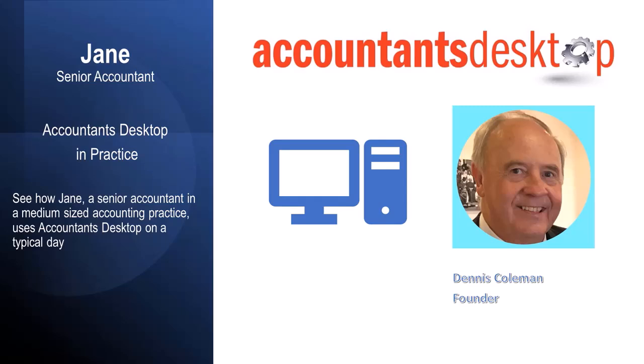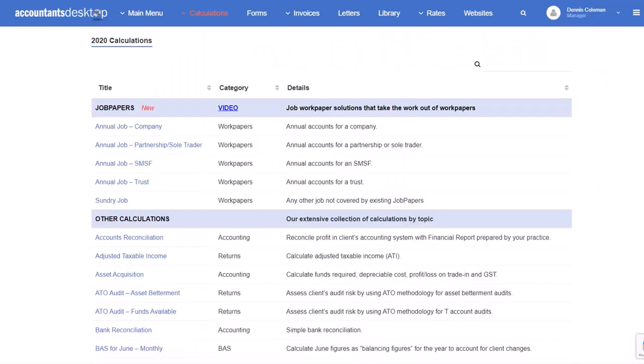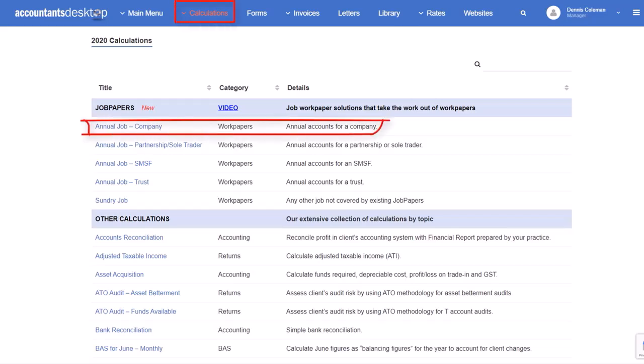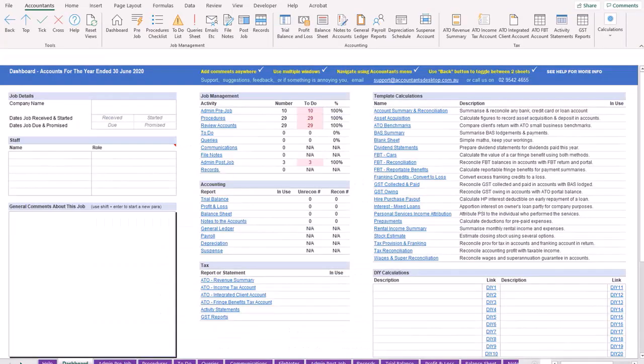Jane is starting a new set of annual accounts for a company and downloads the calculator Annual Job Company, which is a full set of working papers for this particular job type. She sets up the file and sends it to admin staff for pre-job tasks before she starts the work.